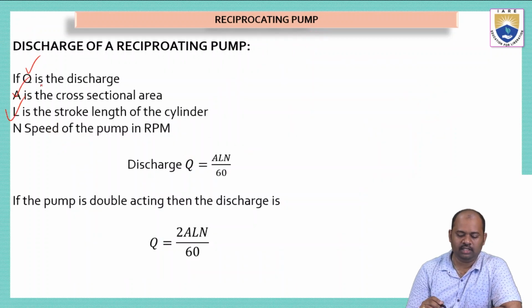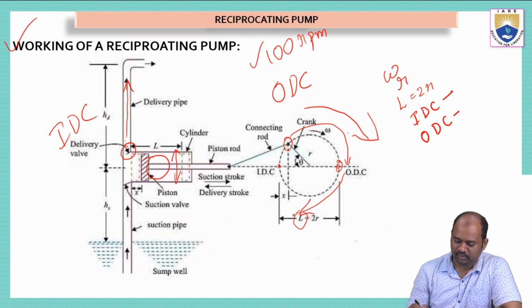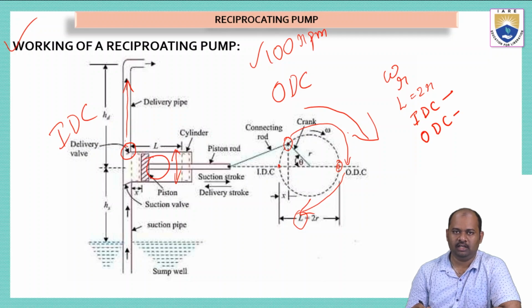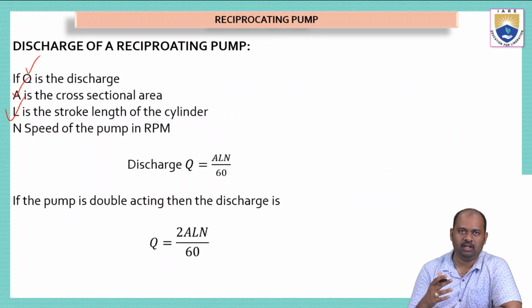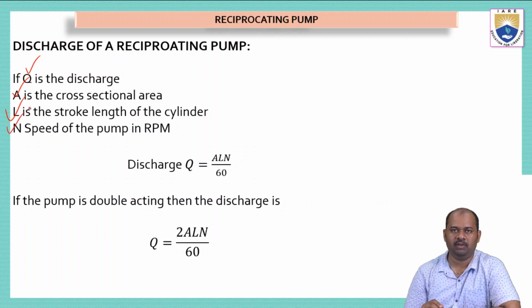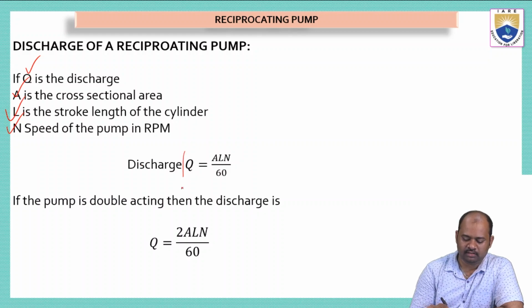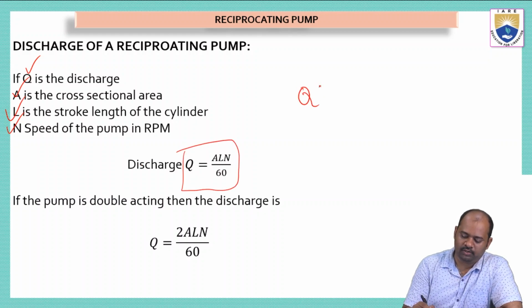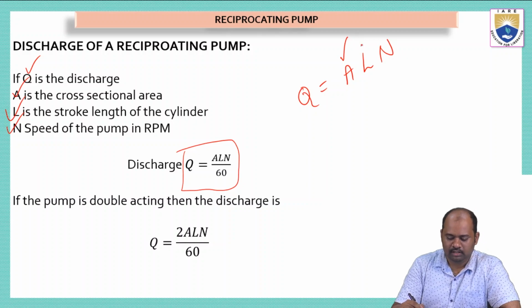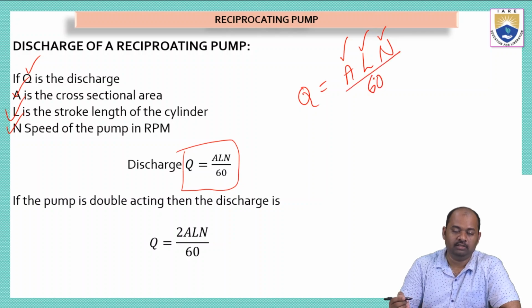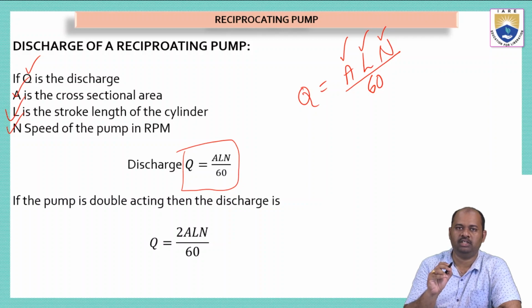And L is the stroke length. We have seen here, this is L. L is equal to 2 times the radius of the crank. And N is the speed of the pump in RPM, that is, the speed at which the crank wheel is rotating. Now the discharge is given by Q = A L N / 60. A stands for the cross-sectional area of the cylinder, L stands for stroke length, and N stands for RPM, divided by 60. This will give you the discharge of water coming out of the reciprocating pump.